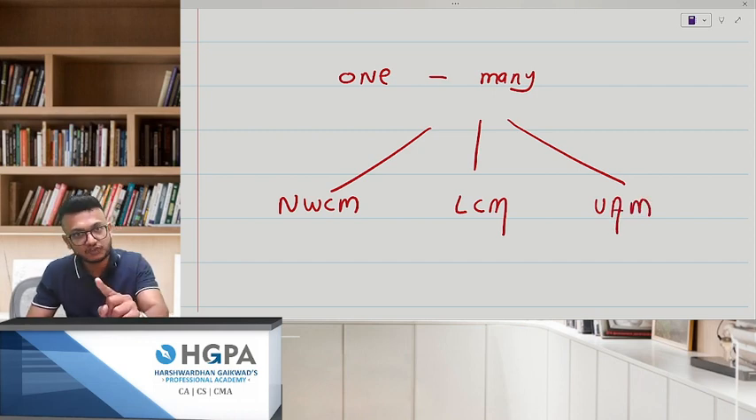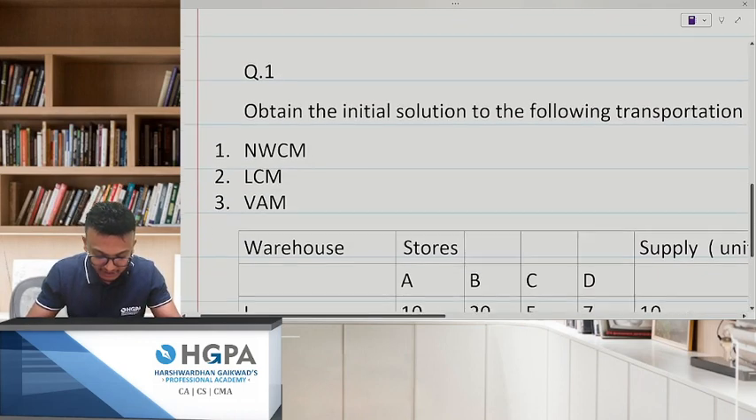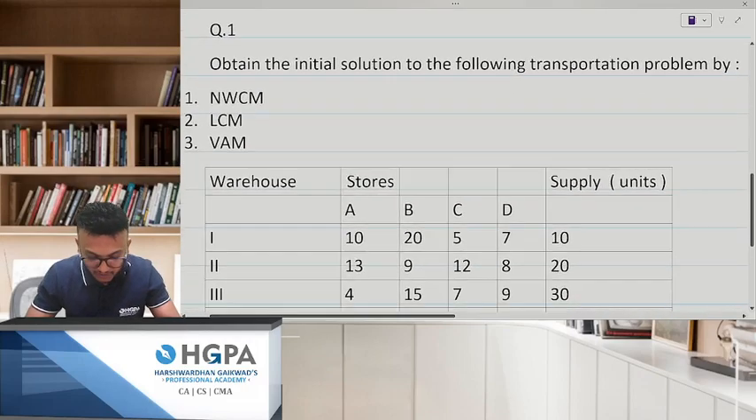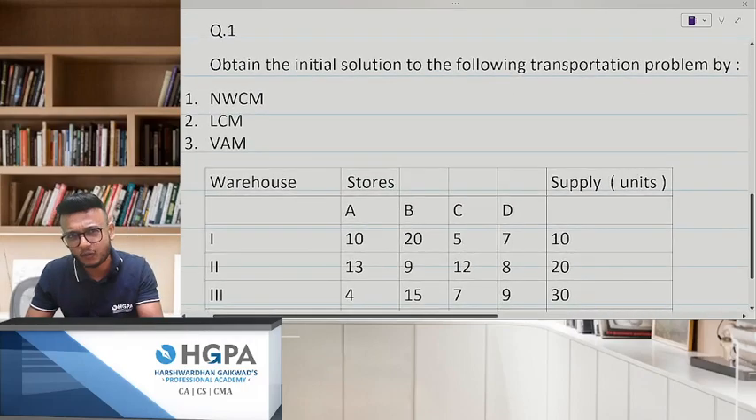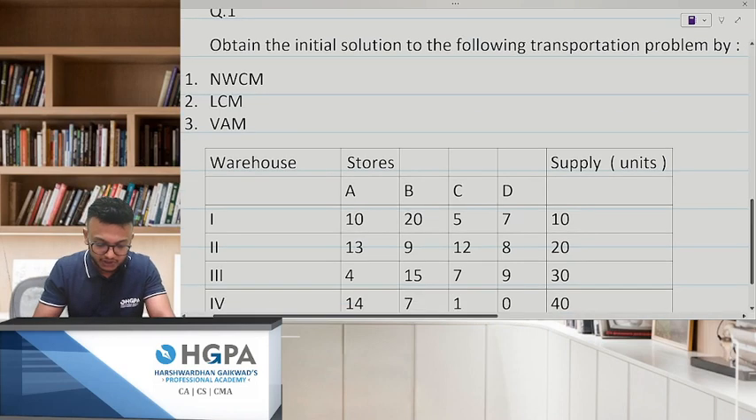Now, the first question which I have taken is based on these three methods. So everybody has to solve it with me. Remember, just solve these couple of questions and your transportation chapter will be rock solid. So first, we will solve it by the northwest corner method.